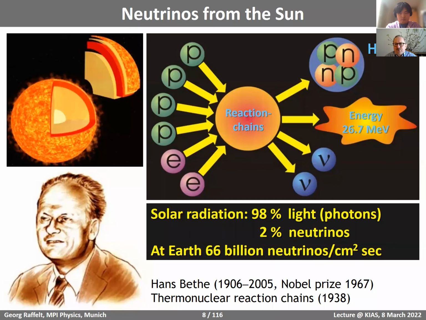So the sun produces neutrinos through nuclear reaction chains. Mostly the sun produces energy through the fusion of hydrogen to helium, which amounts to 4 protons and 2 electrons becoming a helium nucleus plus energy. And most of the energy is carried away by photons, but for each helium nucleus, we get 2 neutrinos. And so the sun radiates about 98% of its energy in photons and 2% in neutrinos, which means at Earth we have about 66 billion neutrinos from the sun per square centimeter and second.